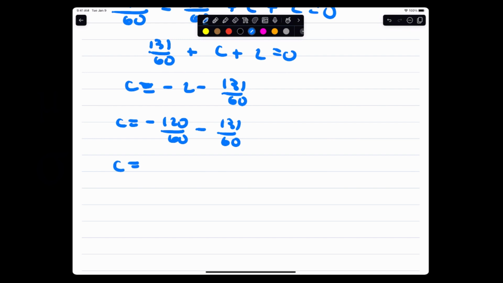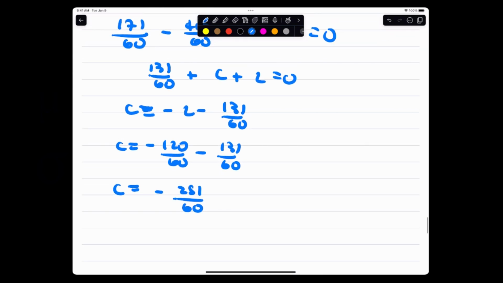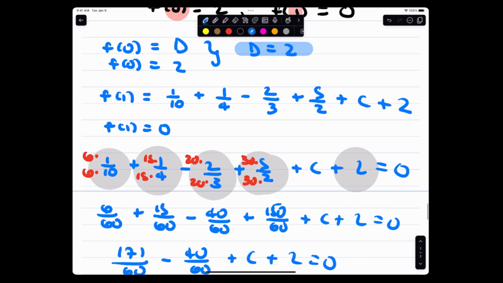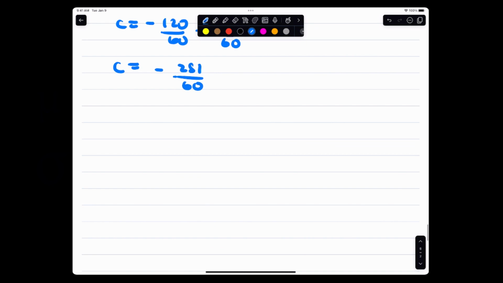What'd you guys get for C? I think I get negative what? Is that negative 251 over 60? Anybody know? Because I'm not really awake. Negative 251 over 60. So your final answer for the function is going to be what we see here.